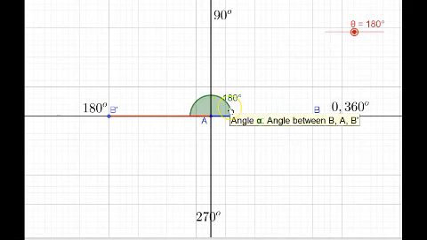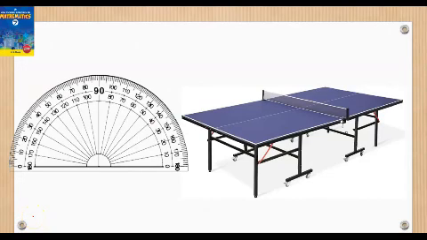That is 180. We have two lines that are meeting, and then it forms a straight line, and the angle between that is 180, and it's called a straight angle. We can see that in real life experience. With our protractor here, you can see that the angle between the baseline here and that of this one is an angle of 180.